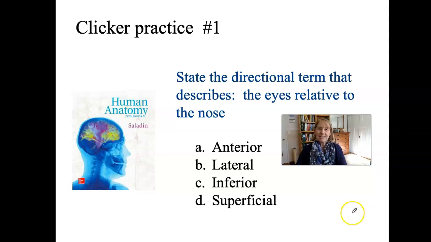So if you had to state the directional term, and you haven't studied these yet, I'm assuming, but you might know some of them, state the directional term that describes the eyes relative to the nose. So we're comparing where the location of the eyes is relative to the nose. Take a minute to look at that. And the answer is lateral, right? The eyes are lateral to the nose.